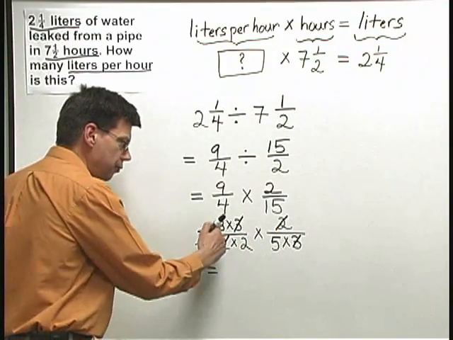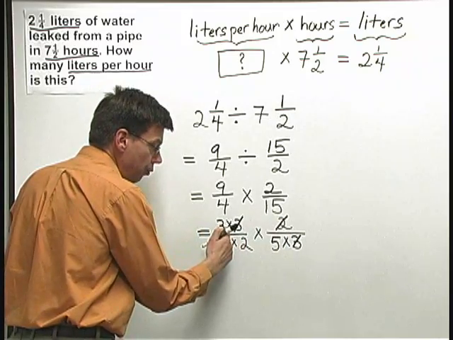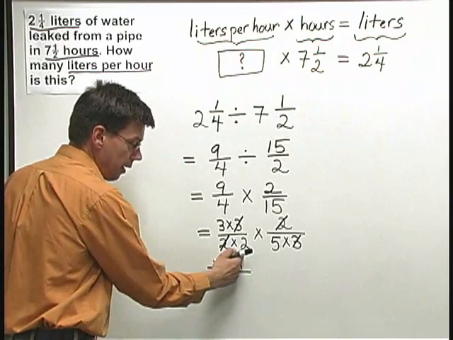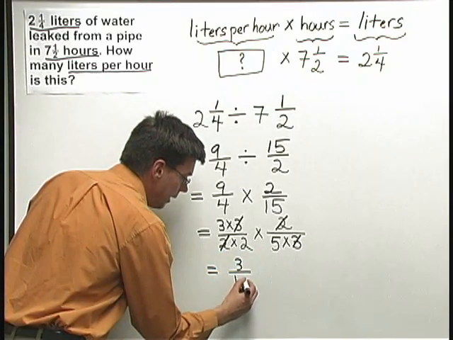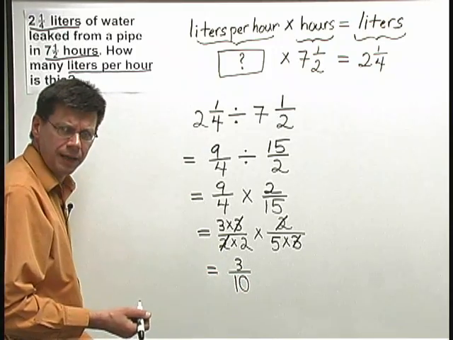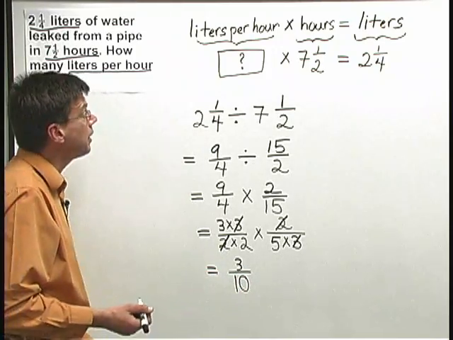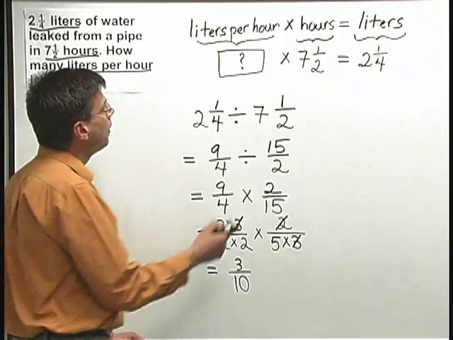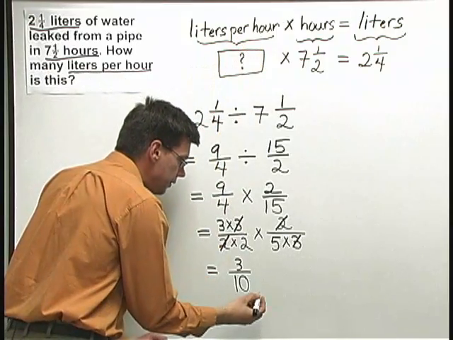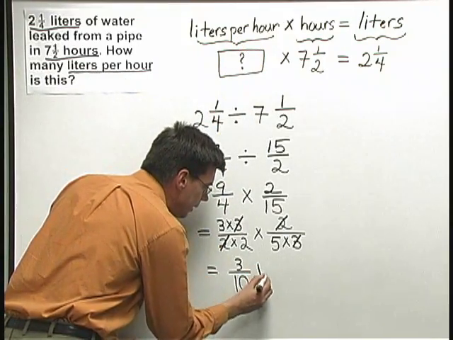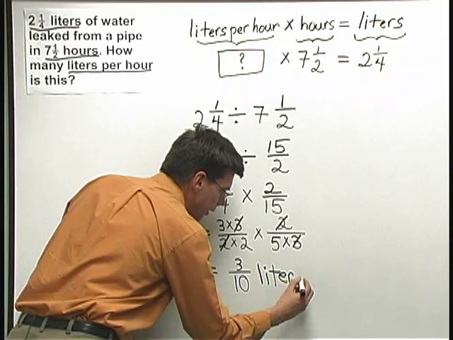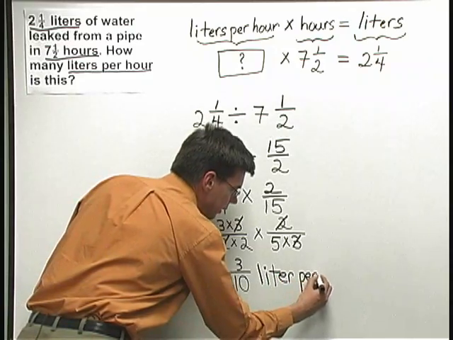And now what am I left with? Well, up above, I only have 3, or I could say 3 times 1 is 3, over. Down below, 2 times 5 is 10. 3/10, that's our answer. 3/10, what do we want here? We need to attach units to our answer. We were looking for how many liters per hour. So that's 3/10 liter per hour. Or you could also say 3/10 of a liter per hour.